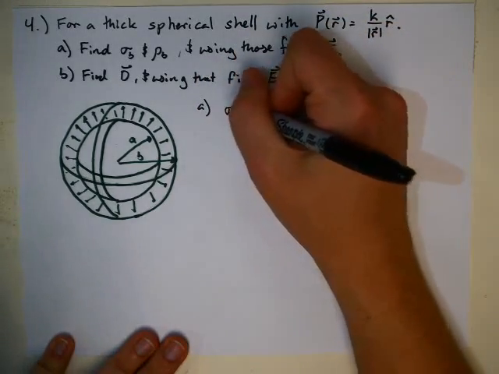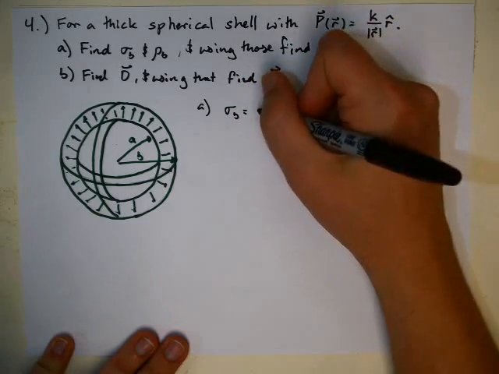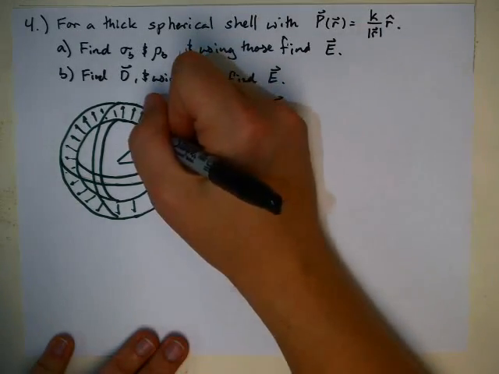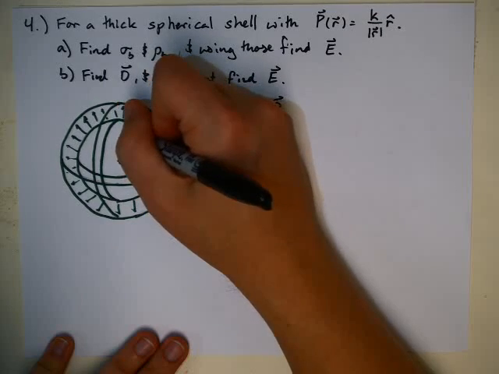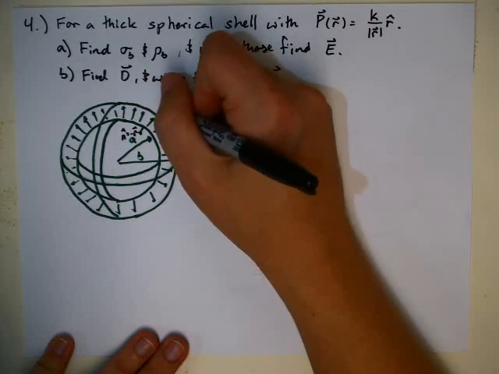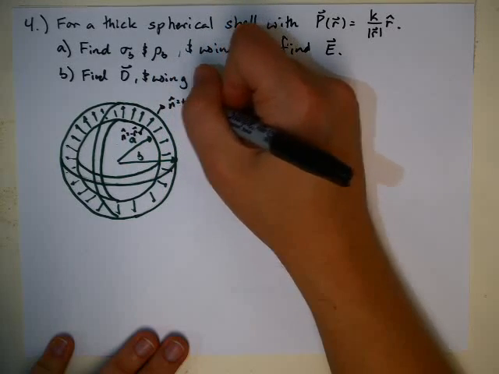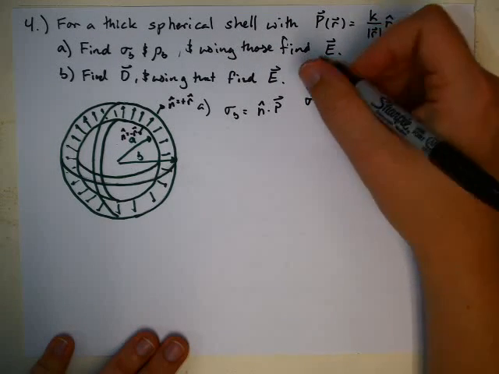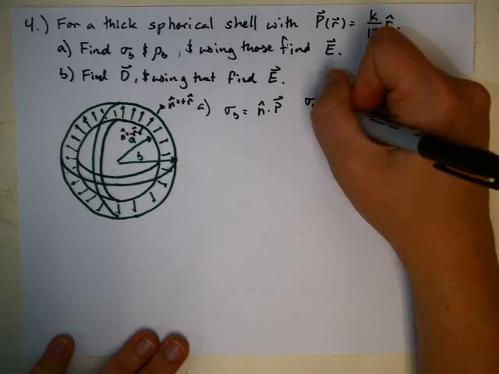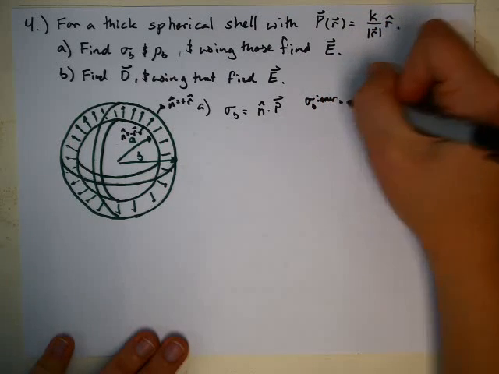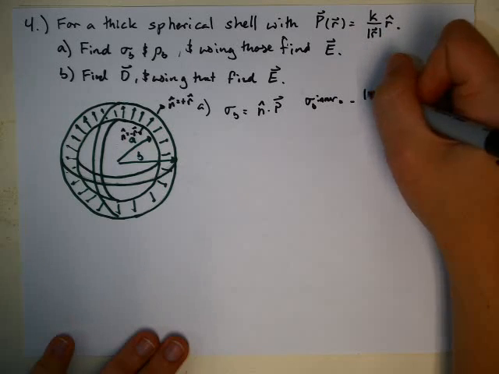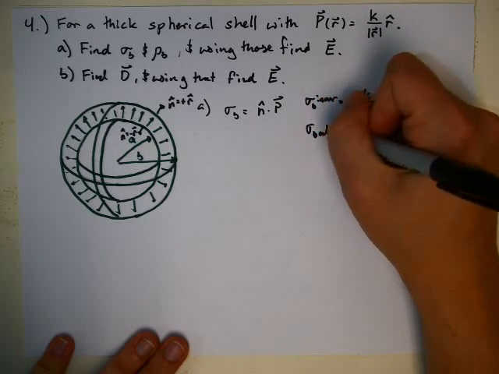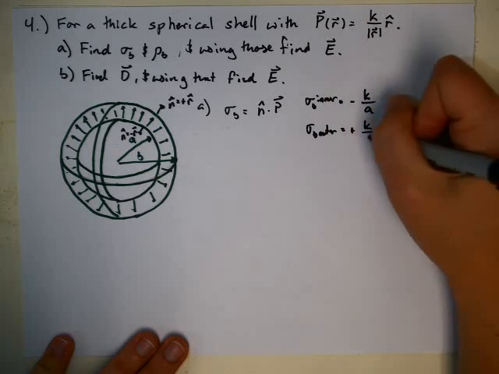Starting out, we have that by definition the surface charge density is n hat dot P. And so on the inner surface, n hat is going to be minus r hat, and on the outer surface, n hat is going to be positive r hat. From that, we have two different expressions. We have sigma_b inner is going to be minus k over a, and sigma_b outer is positive k over b.